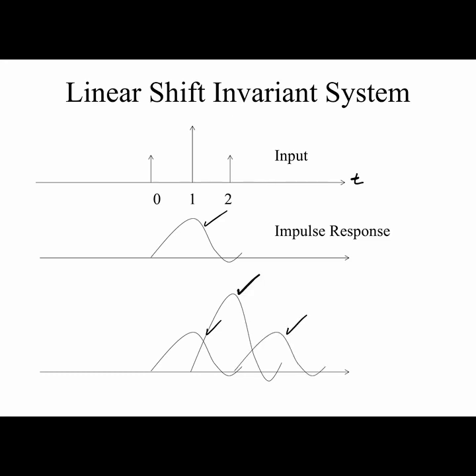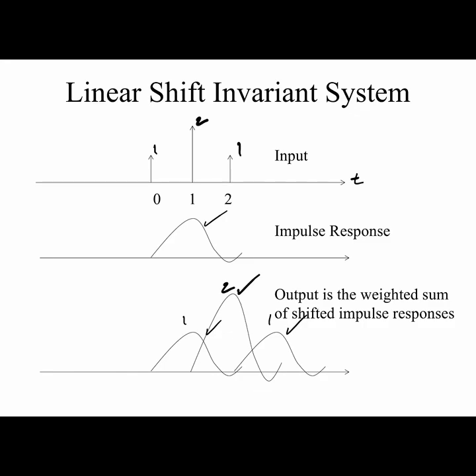And those responses are simply shifted versions of each other and also scaled versions. Because this impulse had maybe a value of 1, this had a value of 2, this had a value of 1. So this goes 1, 2, 1. That's all we're talking about, shift invariant systems. And the output is now a weighted sum of our shifted impulse responses. And the key is that for every impulse response, it doesn't matter where the input was.